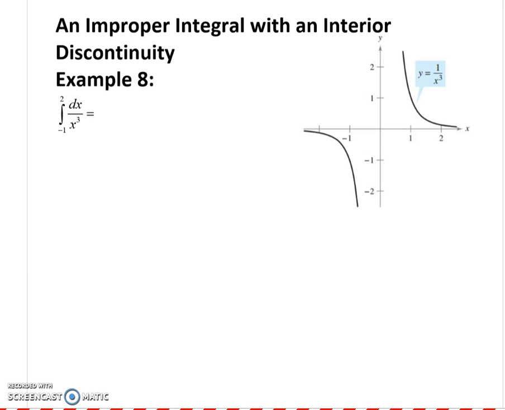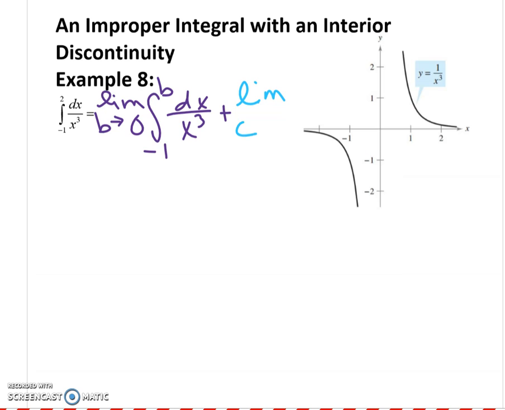So we actually have to split that up into the limit as b goes to 0 of the integral from -1 to b of dx over x cubed, plus, and we'll do a different color here, the limit as c goes to 0 of the integral from 0 to 2 of dx over x cubed, like that. Then you would work the purple integral and then you would work the blue integral and add those two together.